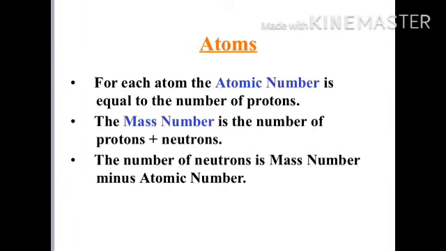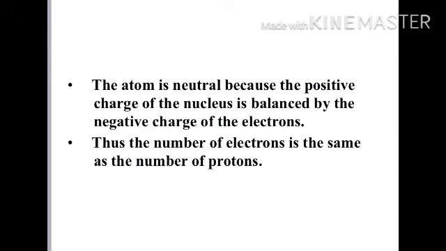So dear students, I am sure you have understood what is an atom and how to find atomic number. In your periodic table, the modern periodic table is arranged based on increasing order of atomic number. The atom is neutral because the positive charge of a nucleus is balanced by the negative charge of electrons. Thus, the number of electron is same as number of proton.